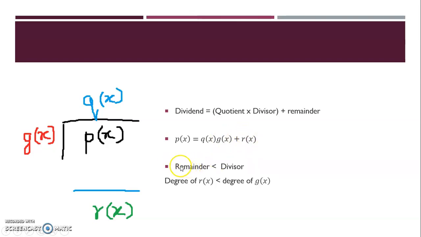In earlier case we saw that the remainder is less than the divisor. The remainder was less than the divisor. But when it comes to polynomials, what do we say? We change it to degree of the remainder, or degree of r of x has to be less than degree of the divisor. Okay.